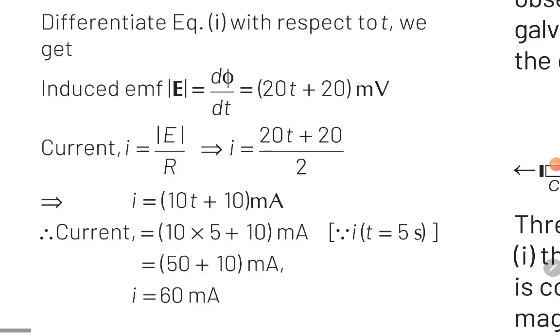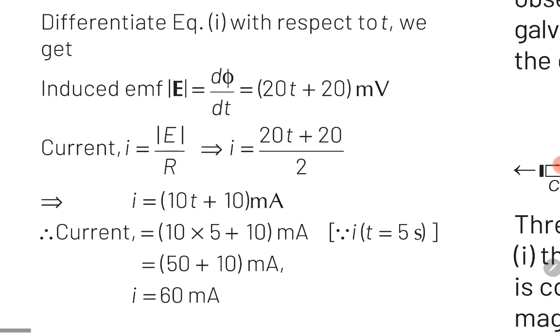Yes students, whenever there is change in flux, EMF induced is equal to minus d phi by dt. यहाँ पे हम सिर्फ मैग्नीट्यूड कैलकुलेट कर रहे हैं इसीलिए we have taken the answer in plus. So EMF induced is equal to d phi by dt and guys, derivative of 10t square plus 20t will be 20t plus 20. Guys, after this we'll use Ohm's law.